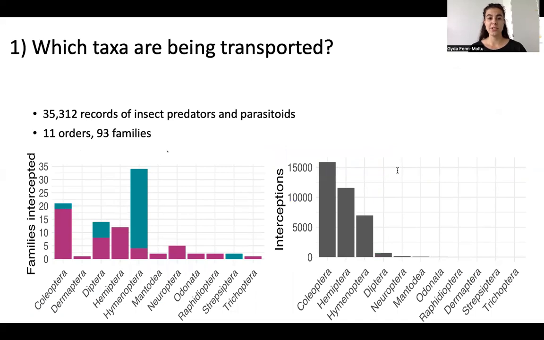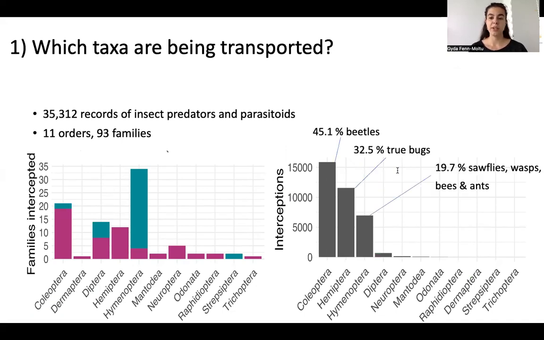In the end, there were over 35,000 records of predatory and parasitoid insects arriving in the US during the last century. These belong to 93 different families from 11 different orders of insects. The most frequently detected ones are Coleoptera, Hemiptera, and Hymenoptera. If we look at the diversity of different families arriving to the left, we've got predators shown in pink and parasitoids in turquoise. And there's a particularly large diversity of parasitoid Hymenopteran families arriving.